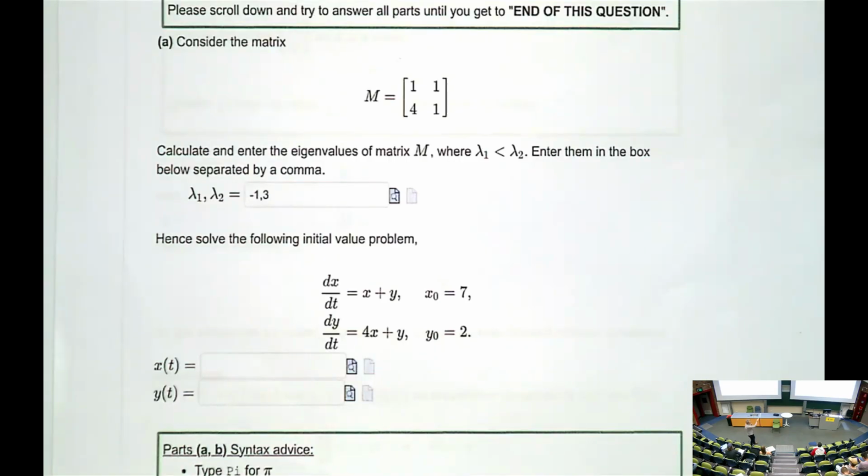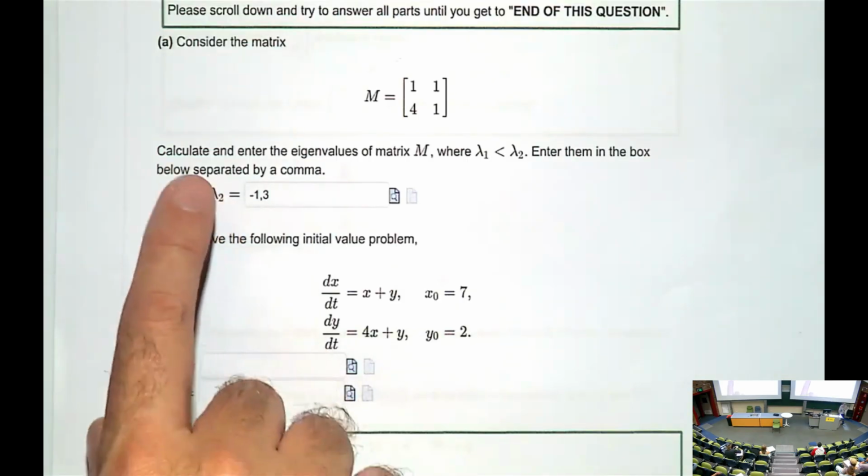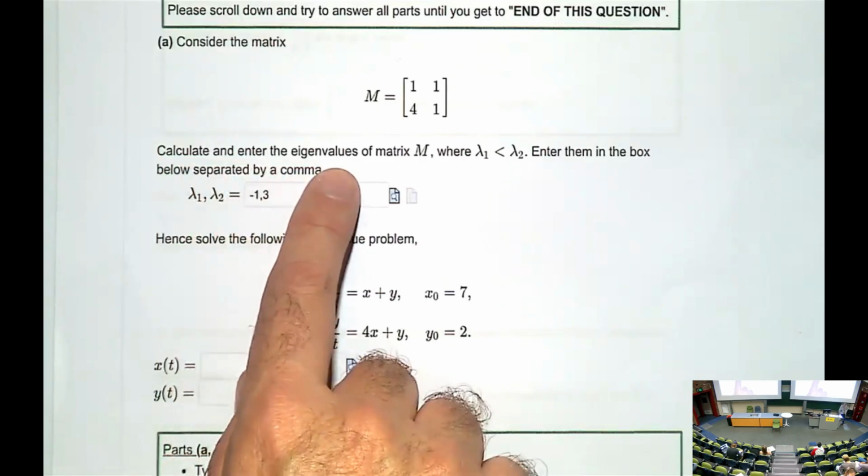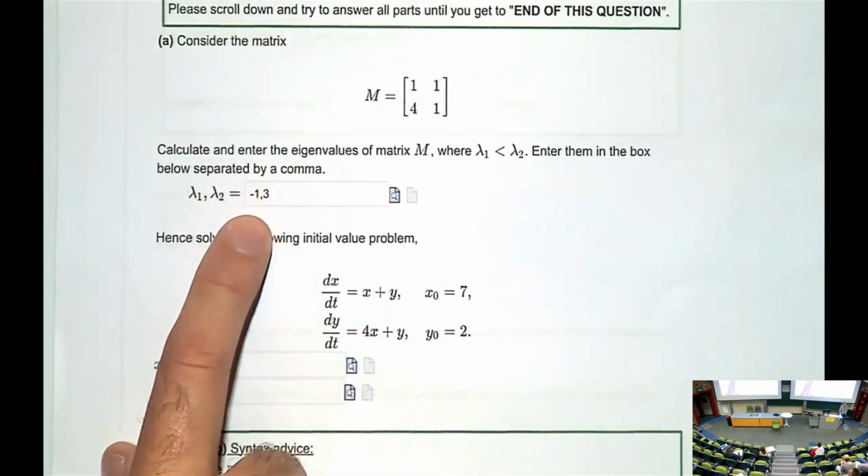Let's read the question. Consider the 2 by 2 matrix, M. Is it symmetric? No, it's not symmetric. So we're no longer on the entry-level problem. But that's not going to stop us. They want us to do 2 things. Calculate the eigenvalues and enter them in the box below.